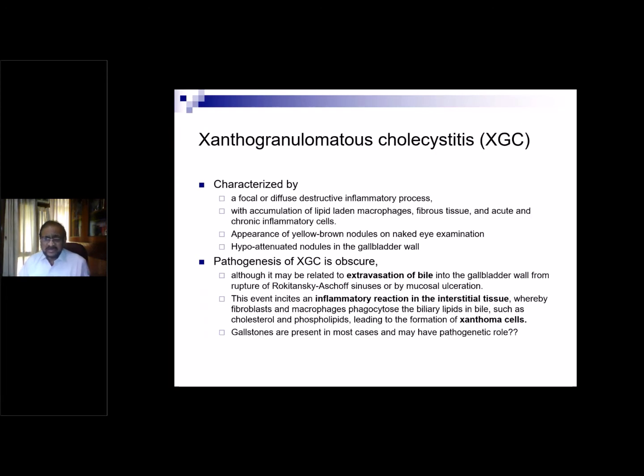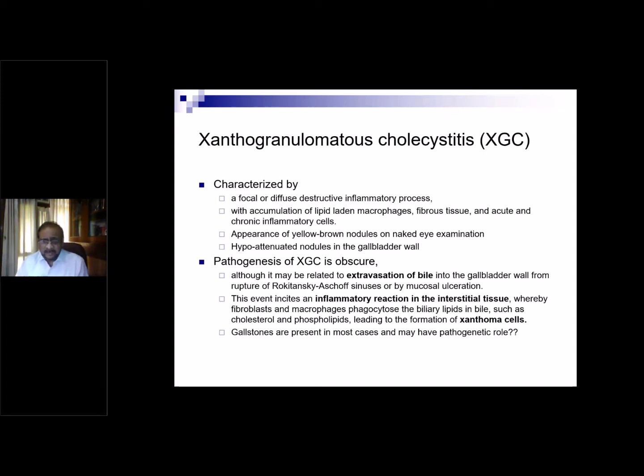And what is the characteristic of this condition? A focal or diffuse destructive inflammatory process. So see, focal or diffuse, it may involve the whole wall, it may involve a part of the wall. And in addition to this, what else happens? Accumulation of lipid-laden macrophages, along with fibrous tissue infiltration and acute or chronic inflammatory cells. So three things are there. Number one, you'll find lipid-laden macrophages, you'll find fibrous tissue, and you'll find acute and chronic inflammatory cells.